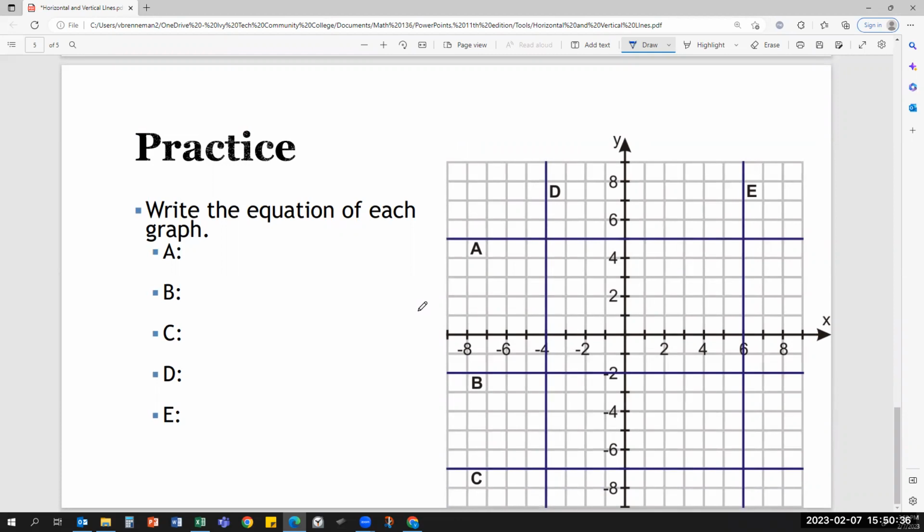All right, some more practice looking at these graphs, writing the equation. A, B, and C are horizontal lines. They're going to be y equals 5 for A, -2 for B, and for C, y equals -7. D and E are vertical lines. They're going to be x equals. For D, x equals -4. And for E, x equals 6. So that's something else you need to be able to do: see a vertical or horizontal line and come up with its equation. But that's horizontal and vertical lines.